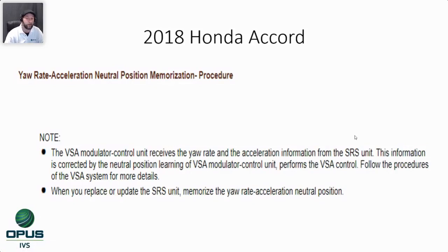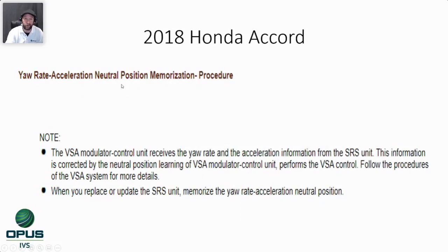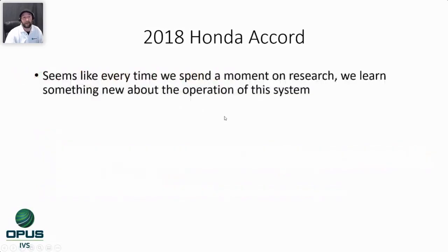So we just learned a little bit more description and operation just by reading through our procedures of what we're going to do in order to get this vehicle programmed. Now we know that there's a yaw rate initialization that we have to do. And without that, we may still have an ABS and VSC light on, or VSA light on. So when you replace or update the SRS unit, memorize the yaw rate acceleration neutral position. So this is what you'll see when you're in a scan tool. You'll see neutral position memorization.